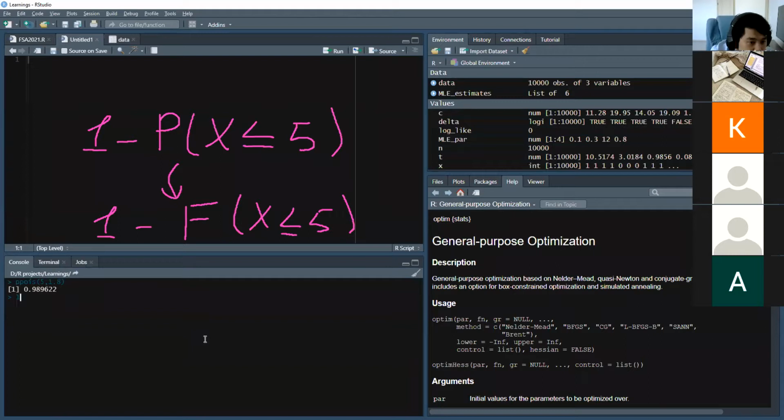Okay, so I need to calculate 1 minus that. So 1 minus P plus 5, lambda is 1.8. Okay, so here we calculated the probability that X is greater or equal than 6 using R, and the answer is the same, right, guys?